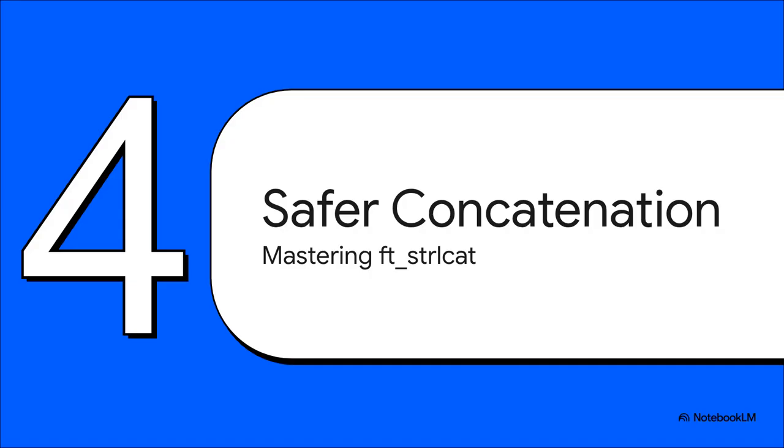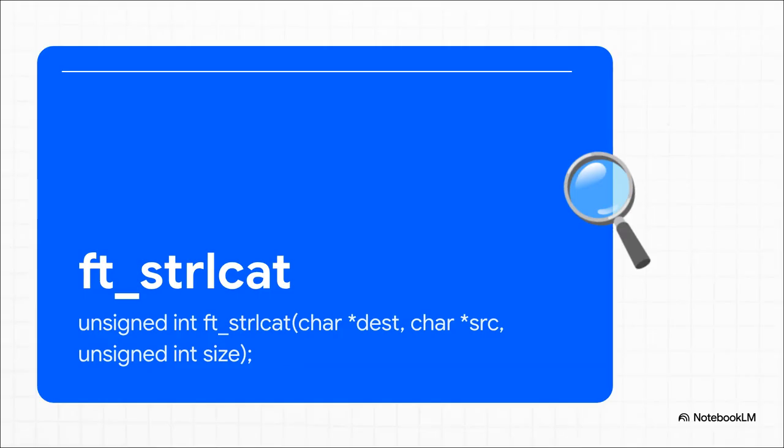Section 4. Mastering ft_strlcat. For our final exercise, 05, we're tackling ft_strlcat. This is a robust, size-bounded alternative designed specifically to prevent the exact buffer overflows we were just talking about. Notice that this prototype looks a bit different from our previous concatenation functions. It actually takes the full size of the destination buffer as a parameter, and it returns an unsigned integer rather than a character pointer. This fundamentally changes how we need to approach the logic.